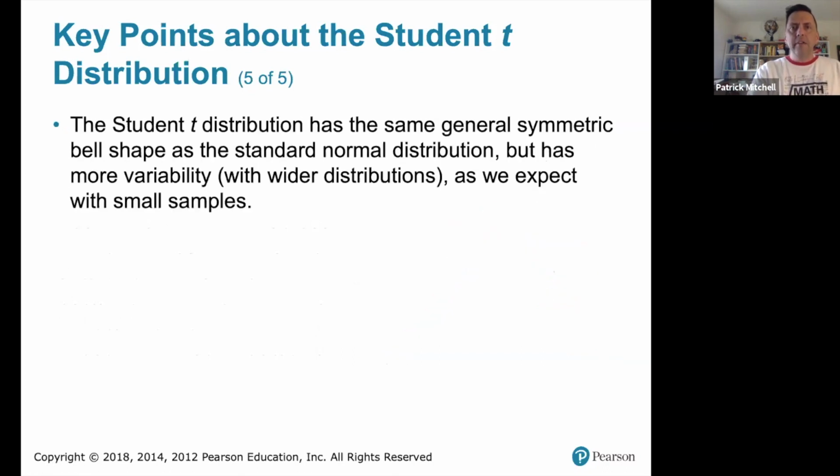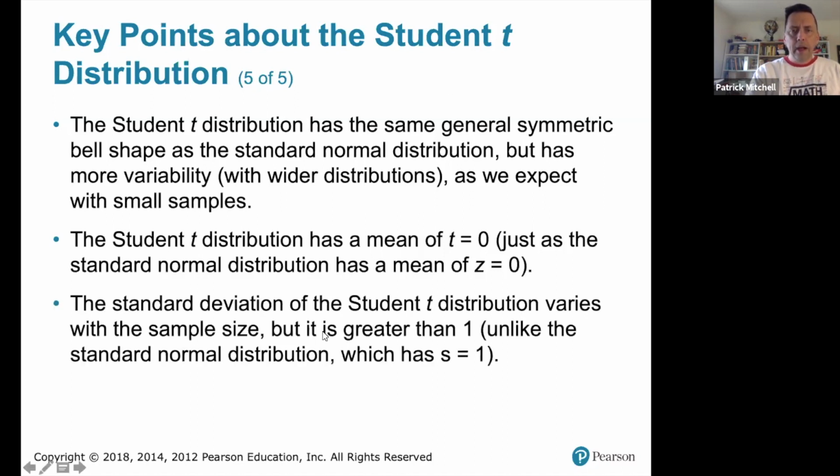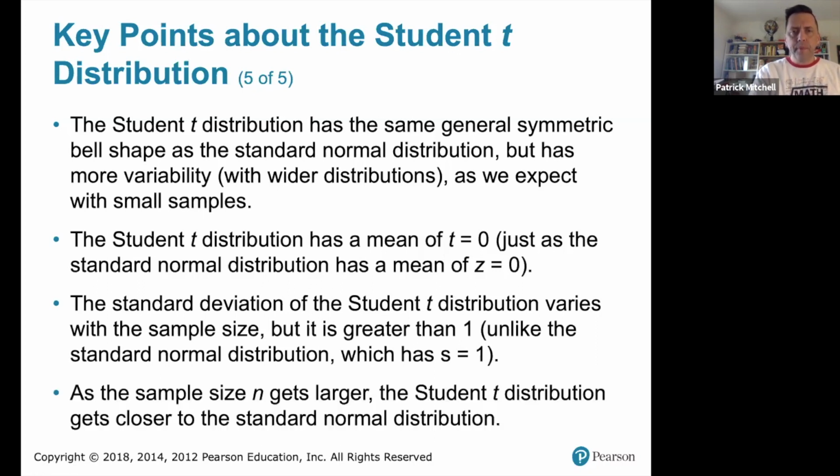All right. So finally, wrapping up the key points, the student t distribution has the same general symmetric bell shape as the standard normal distribution, but it does have more variability. It has a mean of t equals 0, just like the standard normal distribution has a mean of z equals 0. And the standard deviation of the student t distribution varies with the sample size, but it is greater than 1. And as I mentioned, as the sample size gets larger, the t distribution gets closer to the standard normal distribution.